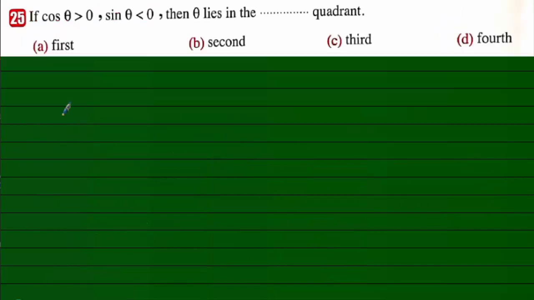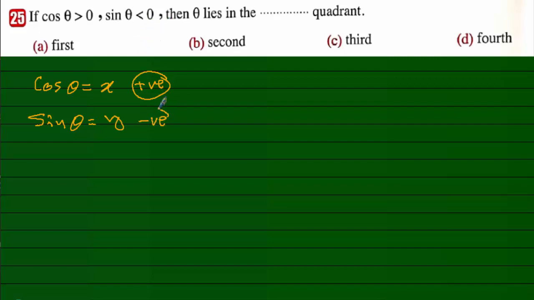Question number 25. Cosine theta is greater than 0, so cosine theta equals x, it is positive, and sine theta equals y, it is less than 0, so it is negative. Okay, then theta lies on the first quadrant, second quadrant, third quadrant, or fourth quadrant.